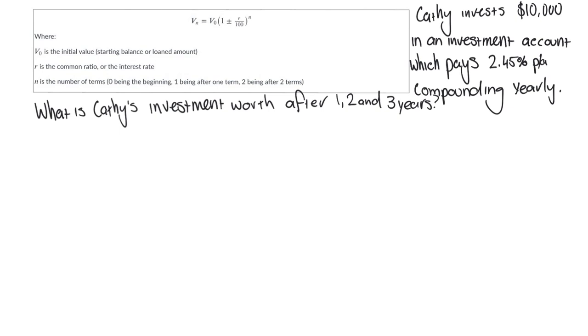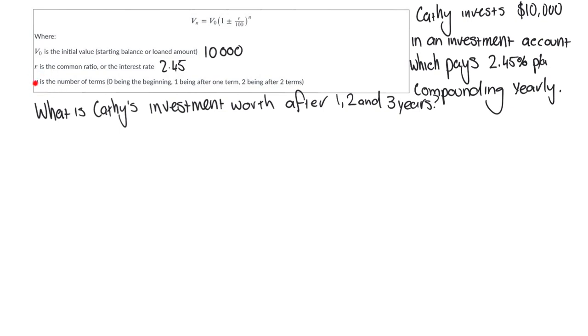Let's have a look. First of all, we need to have a look at our formula and figure out where can we substitute some values in. So up here we can see that V0 is the initial value. So we know that Kathy's starting off with $10,000. So our initial value is going to be 10,000. Now R is the common ratio, or in this case, the interest rate. So we can see here that our interest rate is 2.45% per annum. So let's pop that in here, 2.45. And then N is the number of compounding periods.